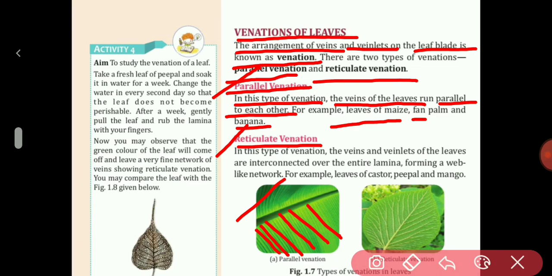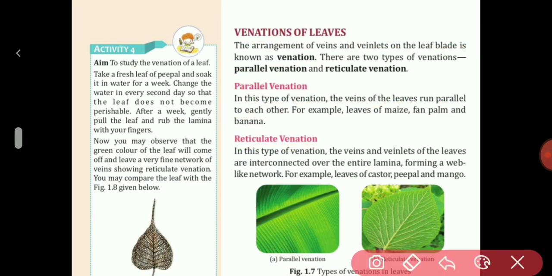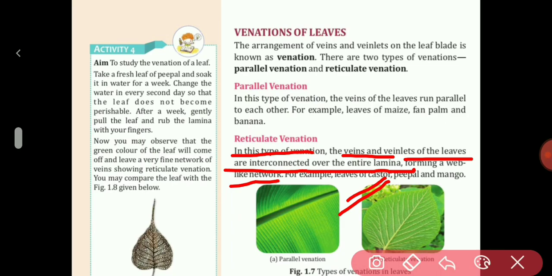In reticulate venation, the veins and veinlets of the leaves are interconnected over the entire lamina, forming a web-like network. As you can see here, they are forming a web-like network and they are connected with each other. For example, the leaves of castor, peepal and mango.